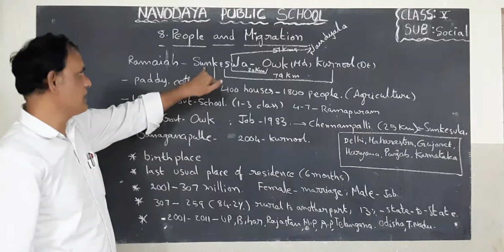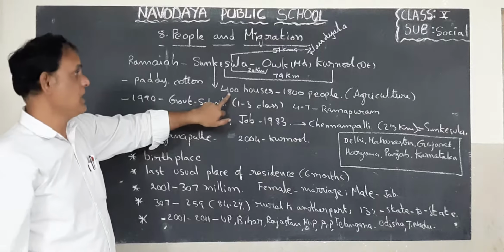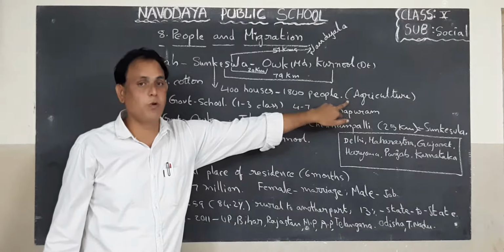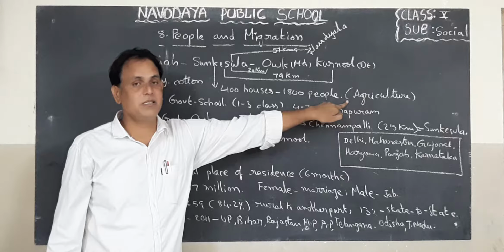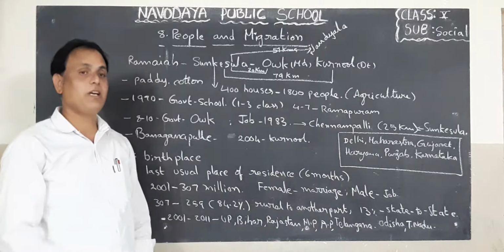Okay. So in Sunkeshula, how many houses are there? 100 houses are there. How many people are living? 1800 people are living. What is the occupation of all these people? Agriculture is their main occupation. What kinds of crops are they growing? Cotton, paddy, some kinds of pulses, etc.